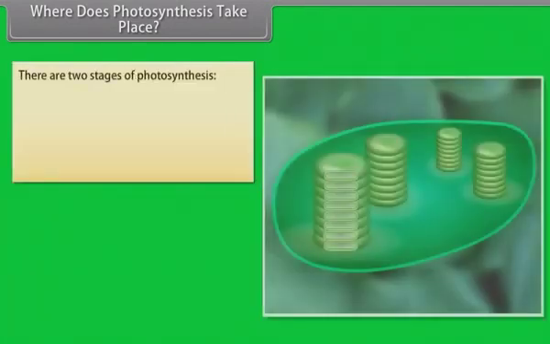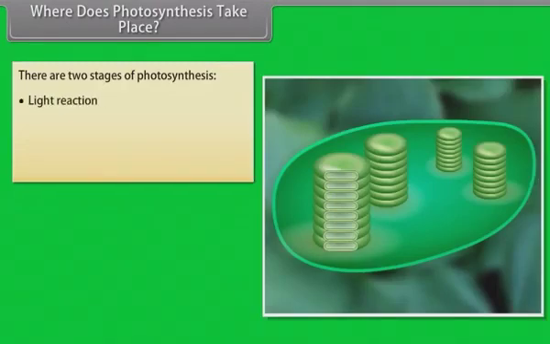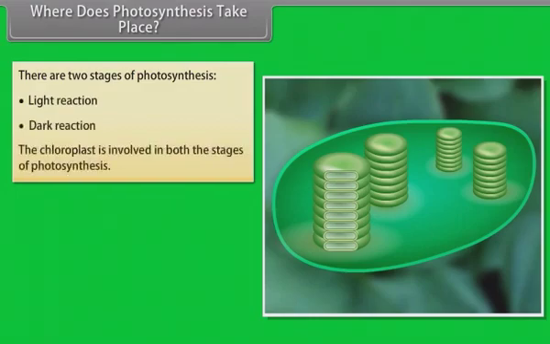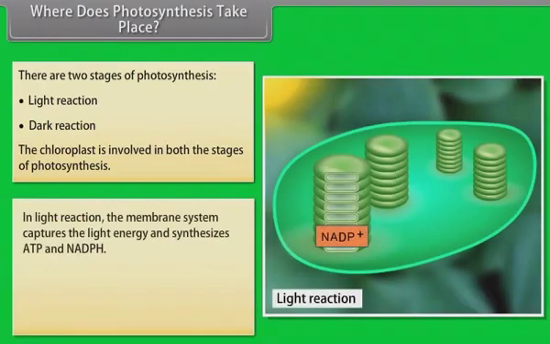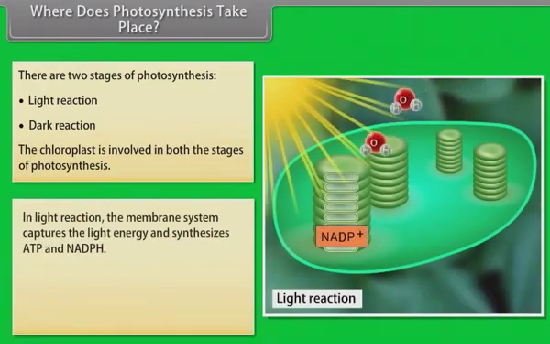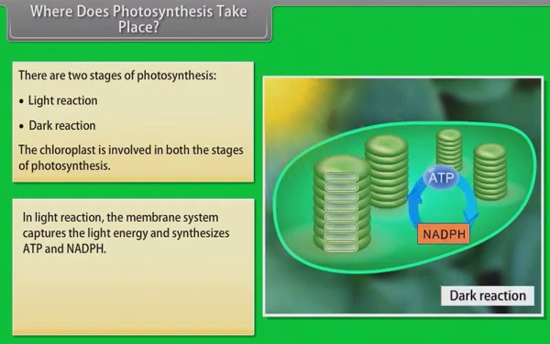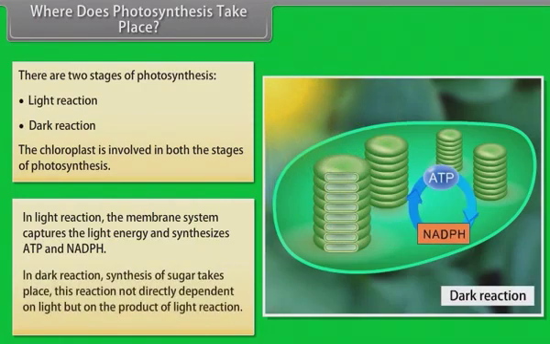There are 2 stages of photosynthesis. The first stage is light reaction and the second stage is dark reaction. The chloroplast is involved in both the stages of photosynthesis. In light reaction, the membrane system captures the light energy and synthesizes ATP and NADPH. Whereas in dark reaction, synthesis of sugar takes place. This reaction is not directly dependent on light, but on the product of light reaction.